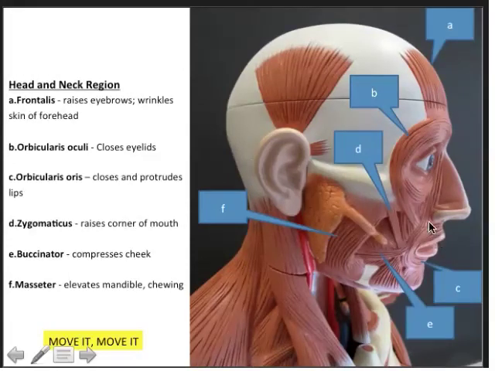The zygomaticus, shown here, runs from the zygomatic bone, the cheekbone, down to the corner of the mouth, and it raises the corner of the mouth, so this is one of the muscles that's active when we smile. The buccinator compresses the cheek, and it's the muscle that's used in sucking and blowing. And you can see that here.